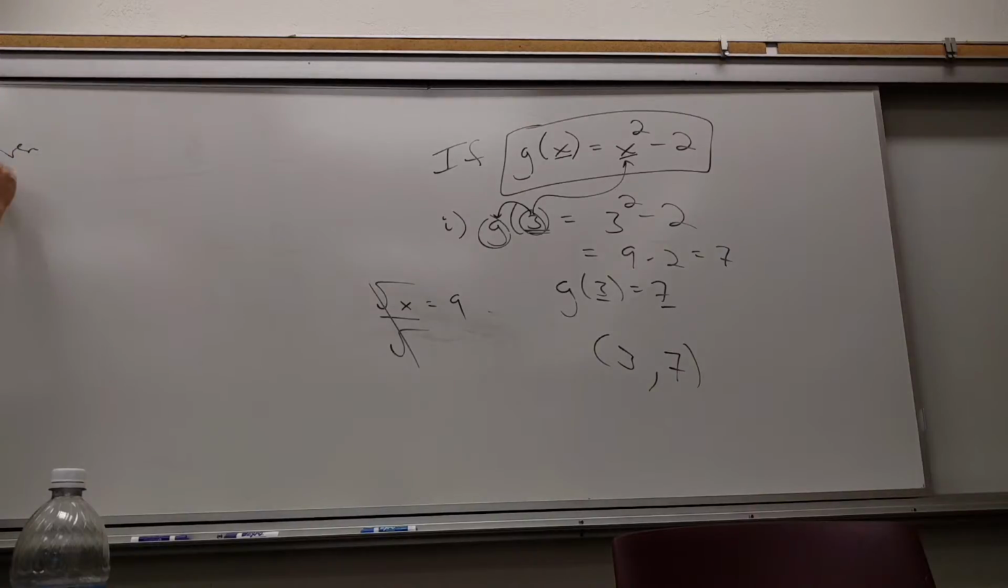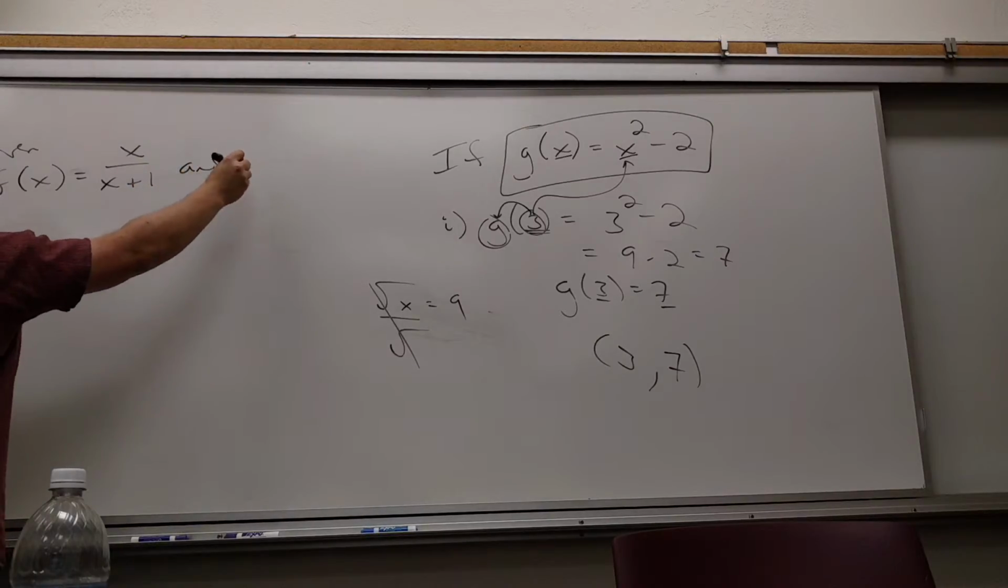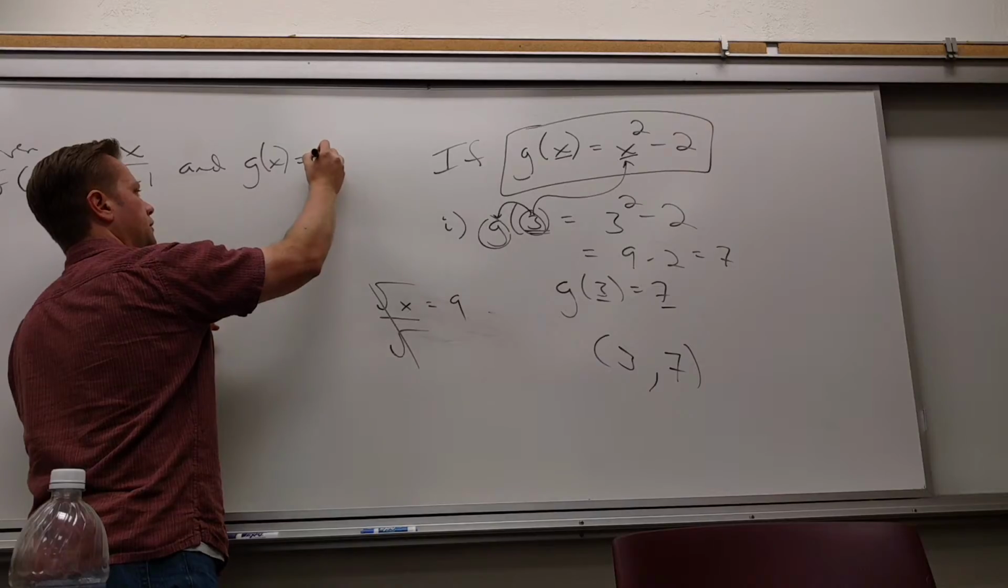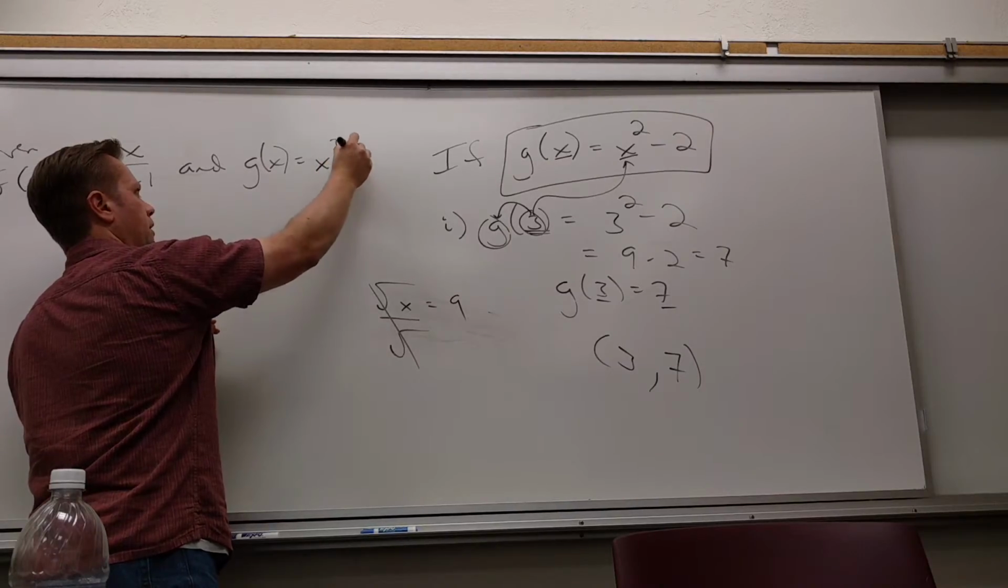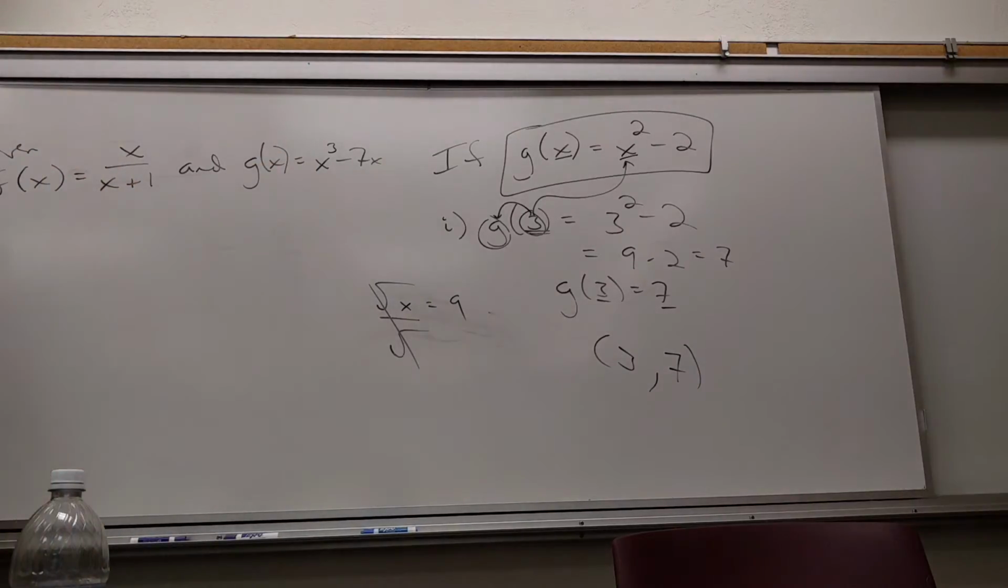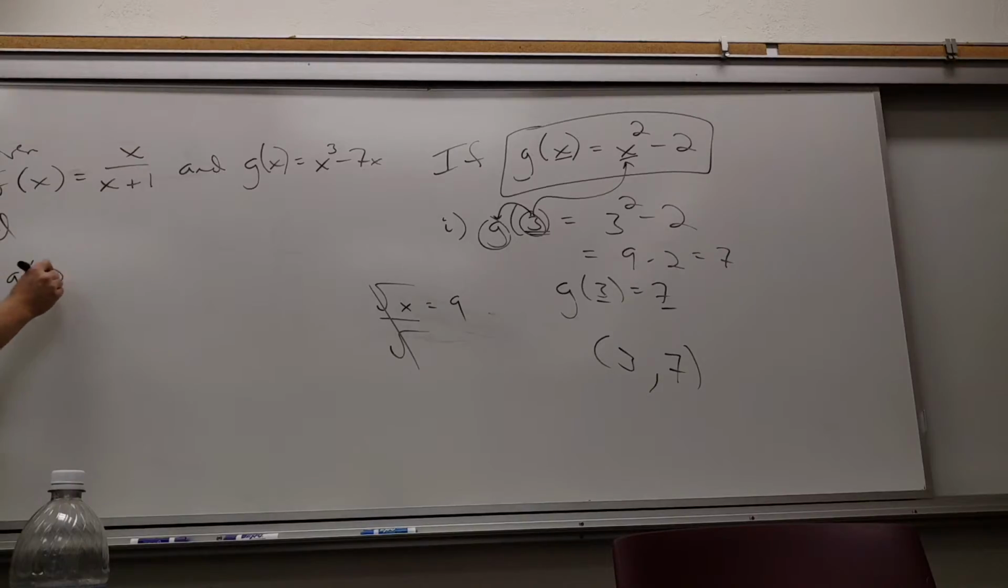Given f of x is x over x plus 1, and g of x is what, Jeff? I don't know, man. x cubed minus 7x. I like it. Find g of 2, f of 3.